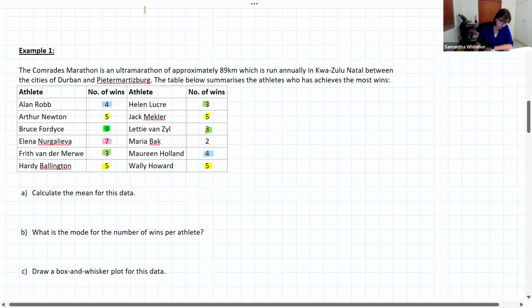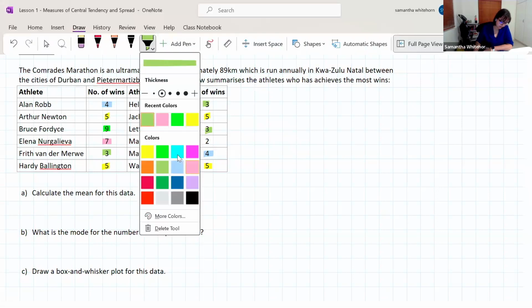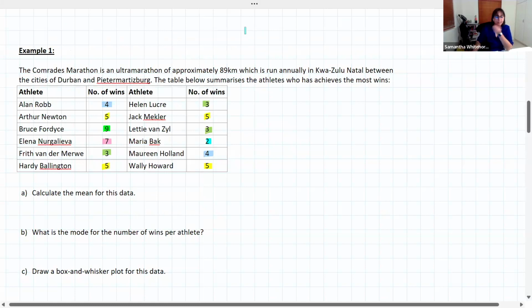And we've got a 2. Okay, so I've got all of my data points. That's there. The first question is asking for the mean of the data.